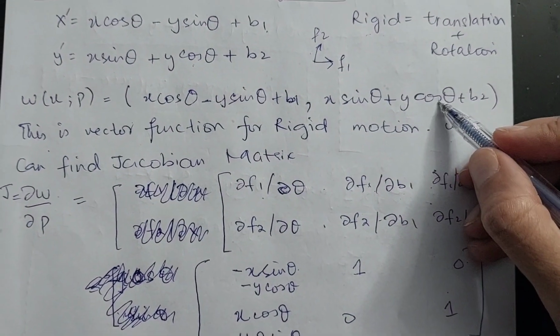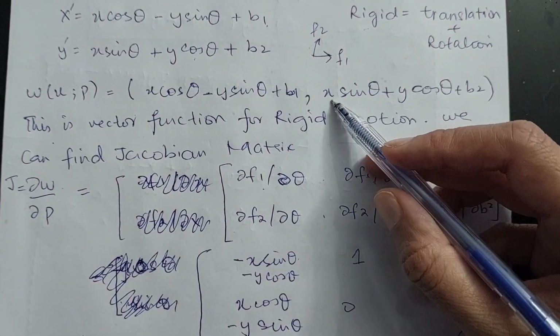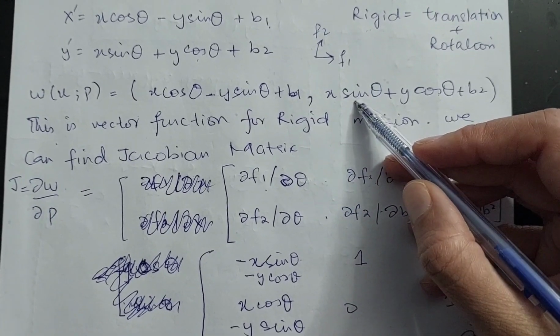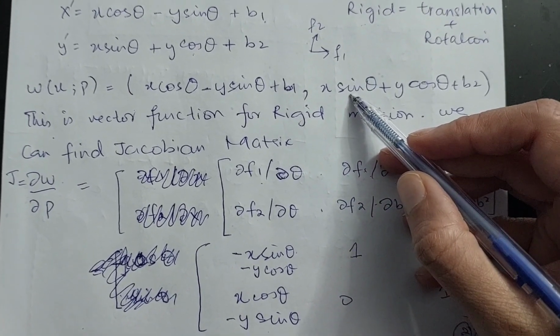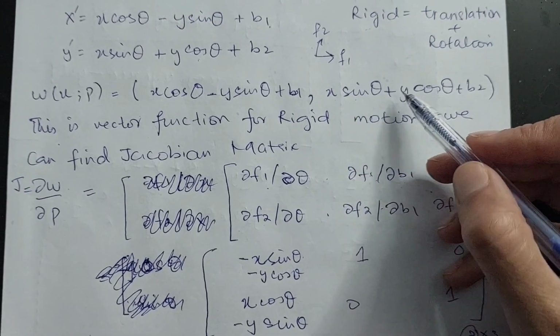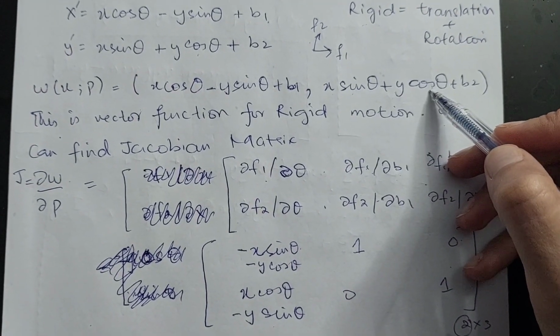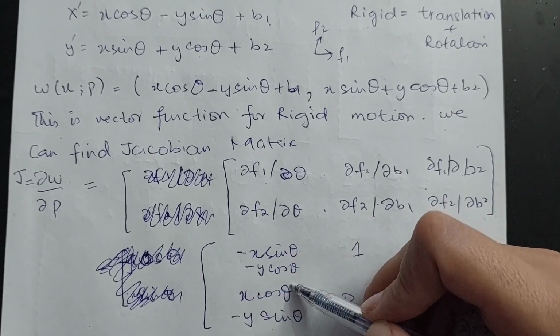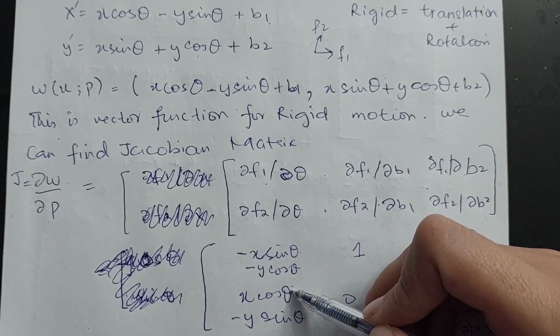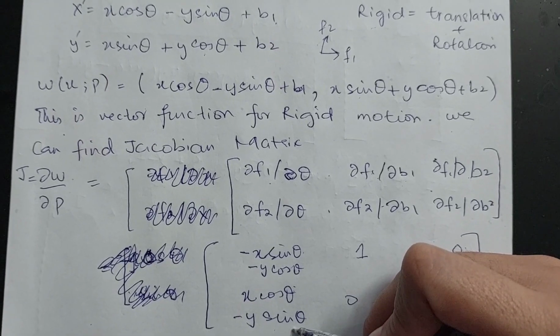Okay, now for the second sub-function, x will remain as it is, sine of theta will generate cos theta when I do the derivative with respect to theta. Y will come as it is, and cos of theta will generate minus sine theta. So I get this second term in the second row, that is x cos theta minus y sine theta.